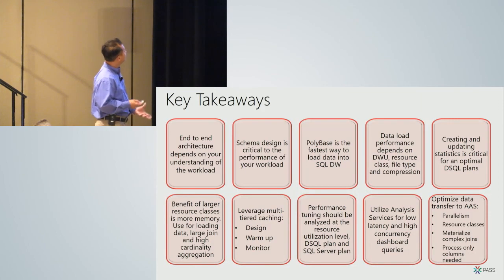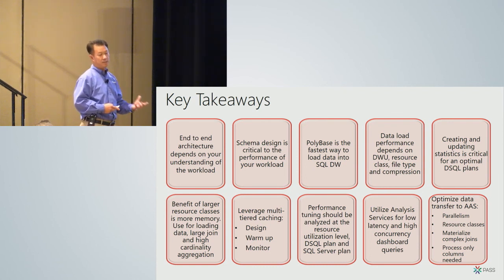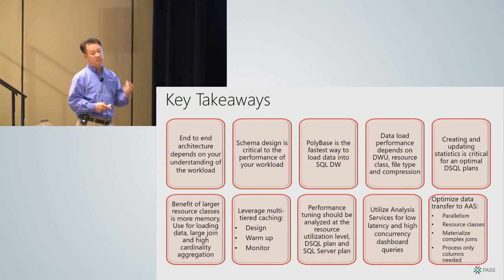Okay? So key takeaways. Obviously, the end-to-end architecture always depends on your workload. You have to understand your workload, right? Do I need the Spark layer? Do I need the Databricks layer? How about some Event Hub? Do I need AS? And so on. Schema design is critical. You really need to spend time to understand the query pattern so that you can design the distribution, the partitioning, making sure you have the right row counts.